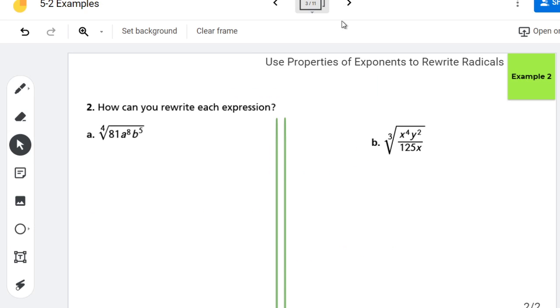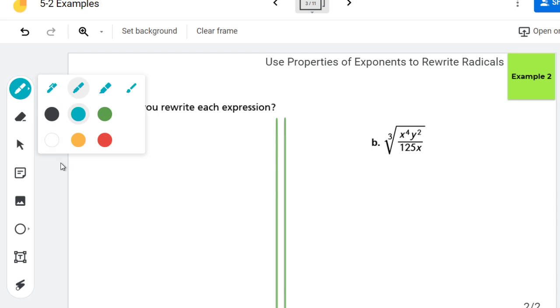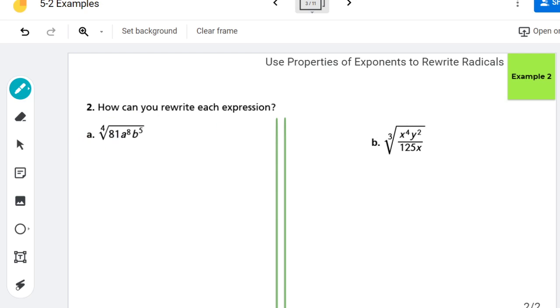Okay, so now let's try this again. So I have the 4th root of 81, a to the 8th, b to the 5th. So I'm not going to list everything off, but I am going to break apart that 81. Okay, 81 is 9 times 9. And those 9's, you betcha, they turn into a bunch of 3's. So what I really have is the 4th root of 3 times 3 times 3 times 3, or you can call it 3 to the 4th, I don't care. A to the 8th, b to the 5th.